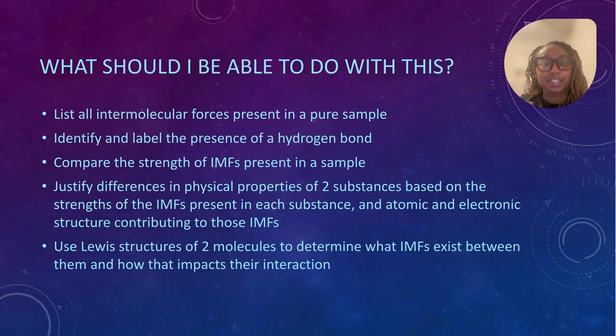Compare the strength of intermolecular forces present in a sample. So being able to tell me which ones are strongest to weakest in that one sample. Justify differences in the physical properties of two substances based on their strengths, the IMFs present, and atomic and electronic structure contributing to those. And then use Lewis structures of two molecules to determine what IMFs exist between them and how that impacts their interaction. All right. Hopefully this helps.